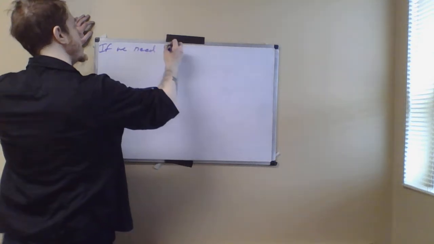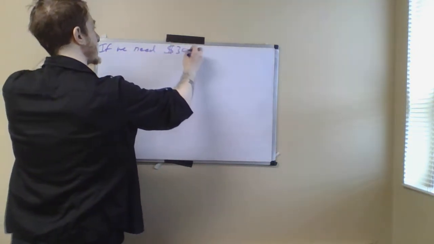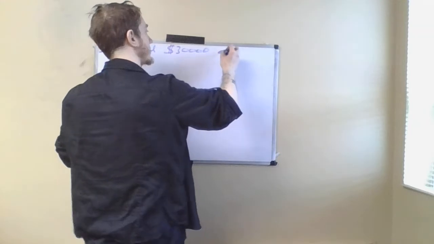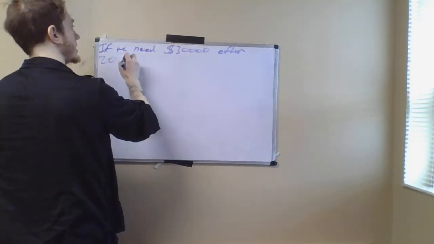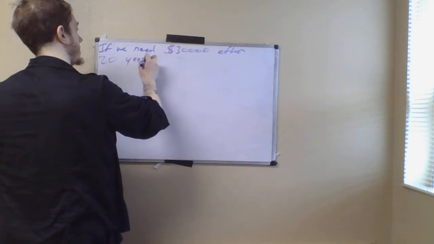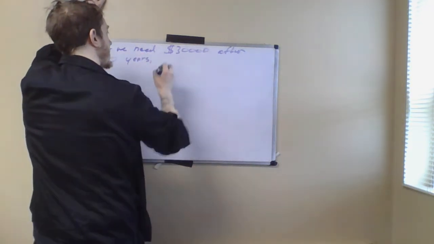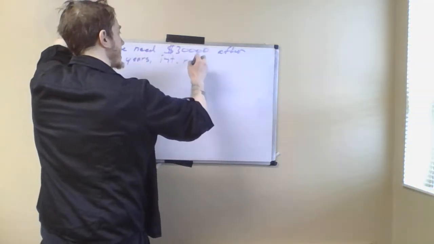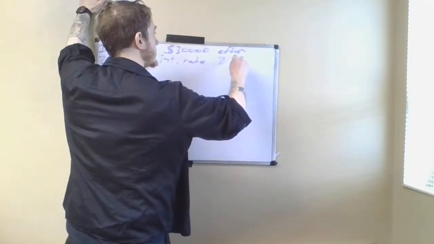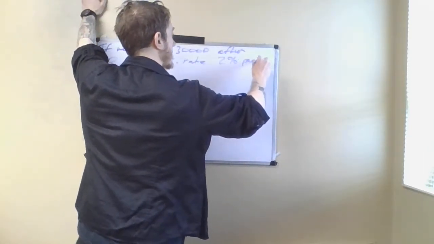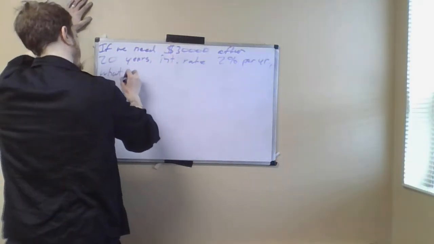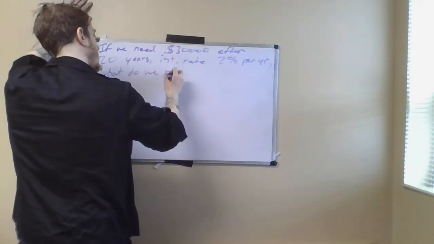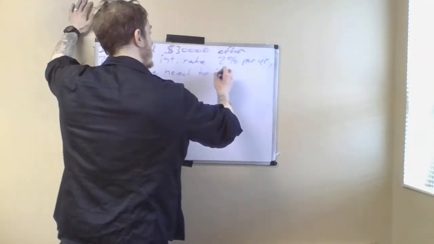if we need, say, $30,000 after 20 years, and we have an interest rate of 2% per year, what do we need to invest?